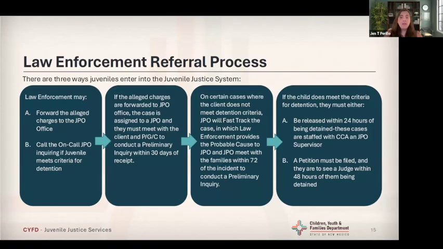If the child does meet criteria for detention, they either have to be released within 24 hours of being detained, or a petition has to be filed and they will go before a judge within 48 hours to determine whether or not that detention will continue, or whether conditions for release will be set.